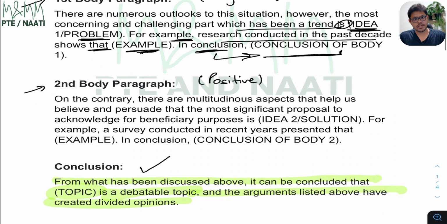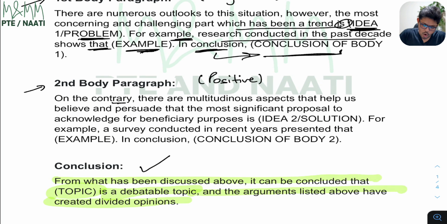Now this is a positive body. So for this same title, I have to write down something positive, okay? On the contrary, there are multitudinous aspects that help us believe and persuade that the most significant proposal to acknowledge for beneficiary purposes is, now this is the place I will write down something positive. Students get exposure to real life experiences which they do not get in their books.